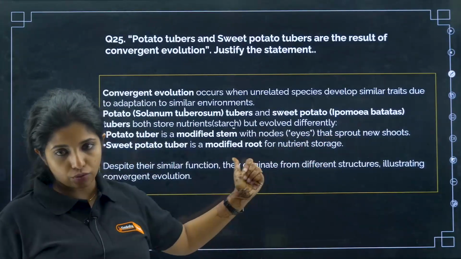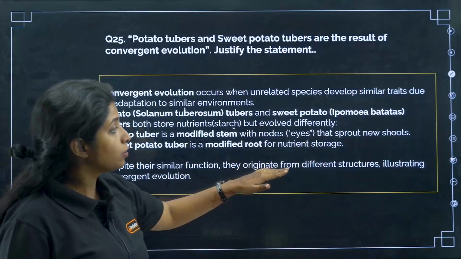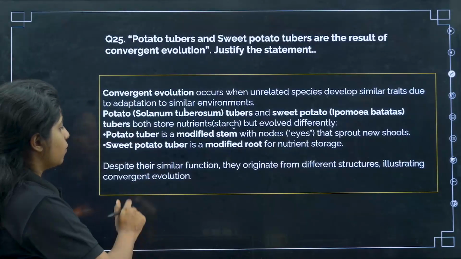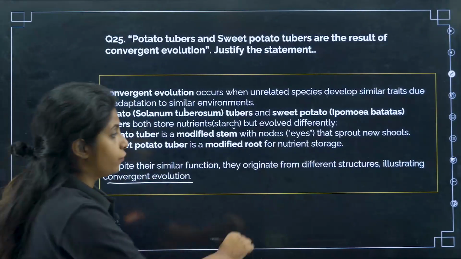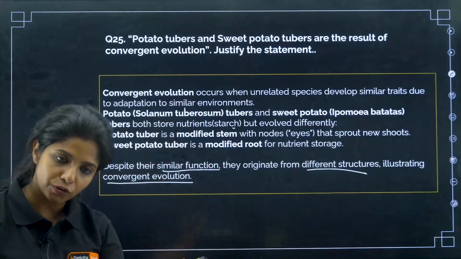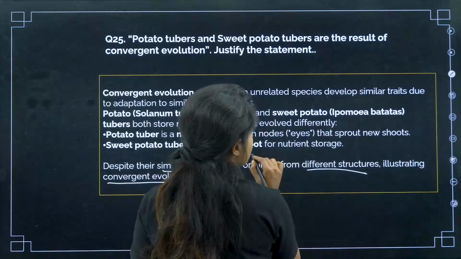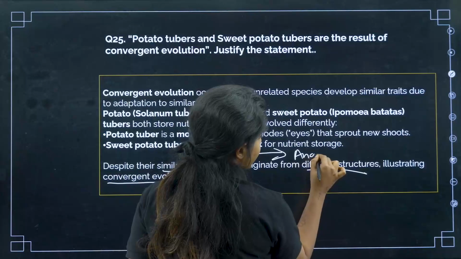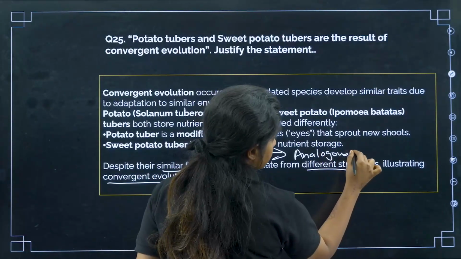It's shoot, it's root. Now, despite their similar function, they originate from different structures, illustrating convergent evolution. So there is a different structure but similar function. When similar function is there, it is convergent evolution. And what do you call this type of organs? You call these organs analogous organs.